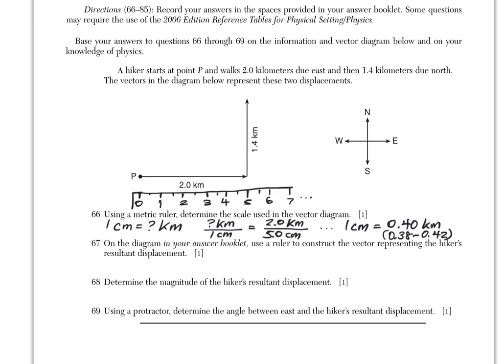Okay, 67. Use a ruler to construct the vector representing the hiker's resultant displacement. So if the hiker is hiking 2 kilometers to the east and then 1.4 kilometers to the north, we start from the starting point P and we draw our resultant vector from P to the stopping point, from start to finish, and we include an arrowhead. I do believe you don't get the credit if you don't have an arrowhead.